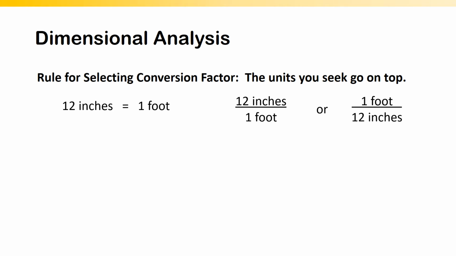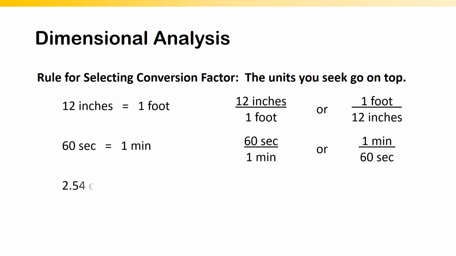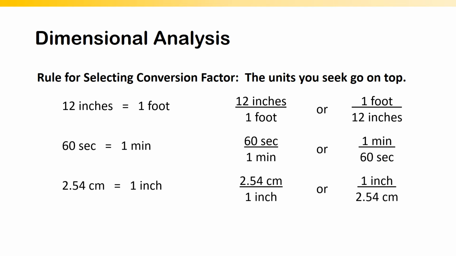So here are some other examples. We know, for example, that 60 seconds equals 1 minute. These are equivalent measurements. And from this information, we're going to have two possible conversion factors. We can also demonstrate a relationship between two different systems of measurements, such as the metric system and the English system of measurements. 2.54 centimeters equals 1 inch. And from this relationship, we will also be creating two different conversion factors.